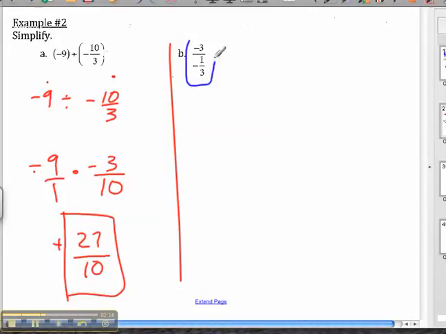This complex fraction right here says negative 3 divided by negative 1/3. That's what it's saying, because a fraction is a division problem. So all I have to do is rewrite this as negative 3 times something. What am I multiplying negative 3 times, Ben? Which is negative 3 over 1. I'm multiplying by the reciprocal.